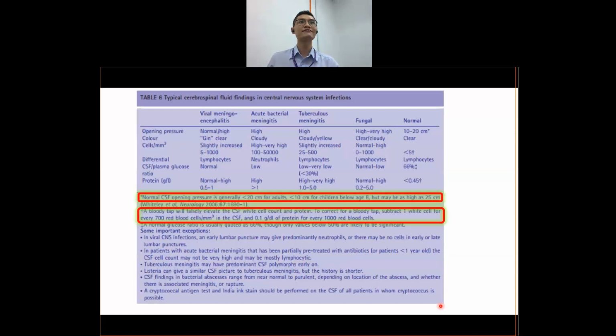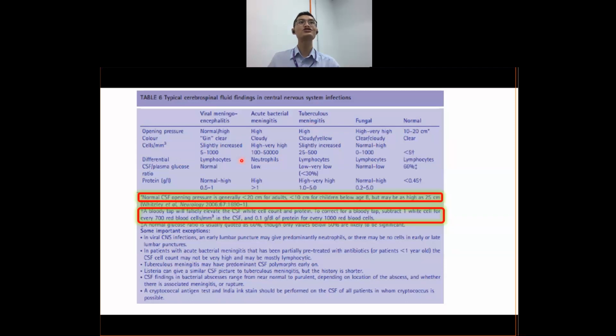So this is another very good table to show you some of the key differences between different etiological agents of meningitis. For example, opening pressure is usually very high in fungal, and in viral meningitis, it is usually normal. The cells are usually very high in bacterial meningitis. For the differential white cell count, in bacterial meningitis, it is high in neutrophils. In tuberculous meningitis and also in viral meningitis, it is usually lymphocytic in nature.